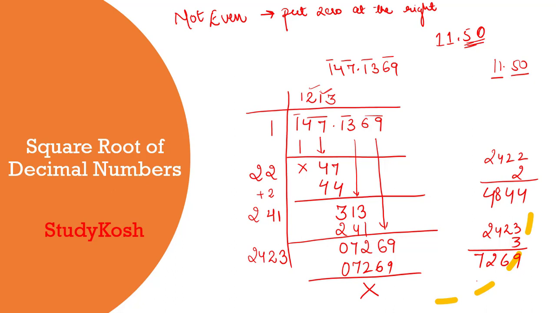So the square root of this number is 12.13, and here you will put the decimal point. So this is how you can find out the square root of a decimal number.